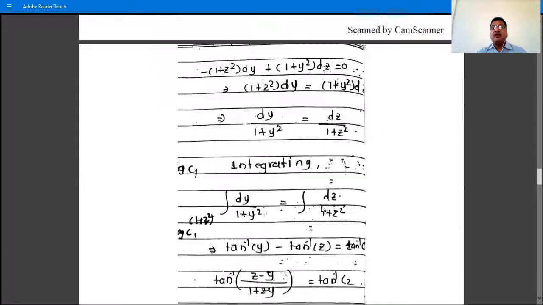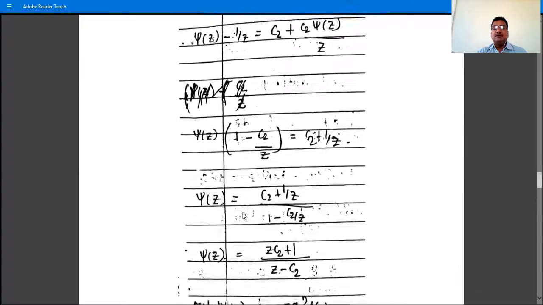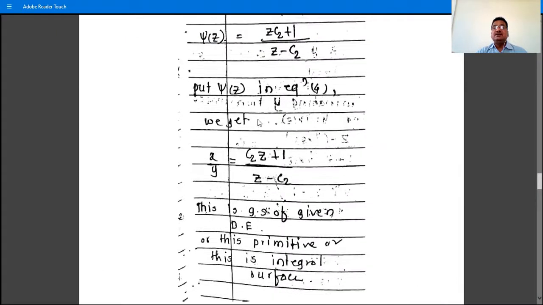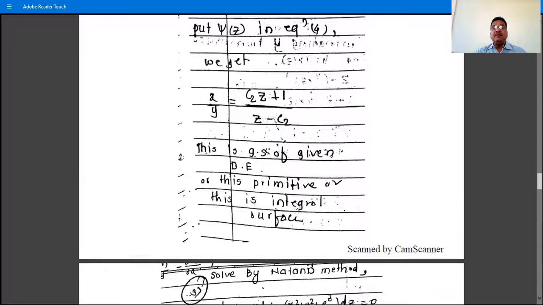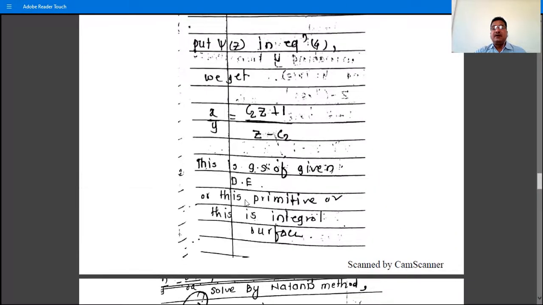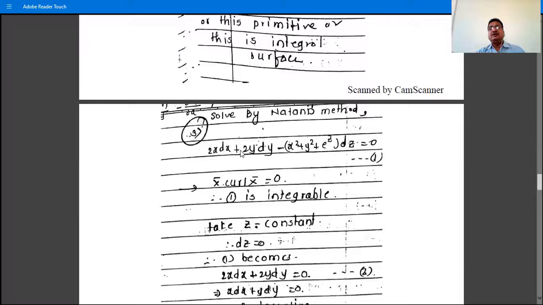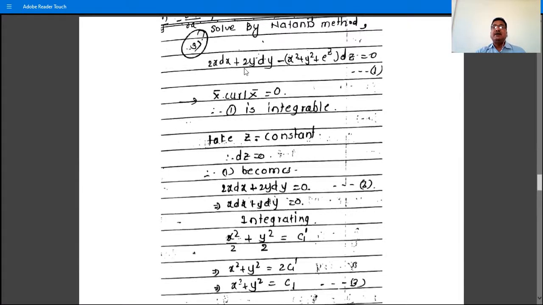So we have x by y is equal to psi z, which is (z C2 z plus 1) divided by (z minus C2). And this is the general solution of the given differential equation, or is called the primitive of the given differential equation, or the integral surface of the given differential equation. Okay, so the question is: solve by Natani's method, or find the primitives, or find the integral surface of the given Pfaffian differential equation by Natani's method.